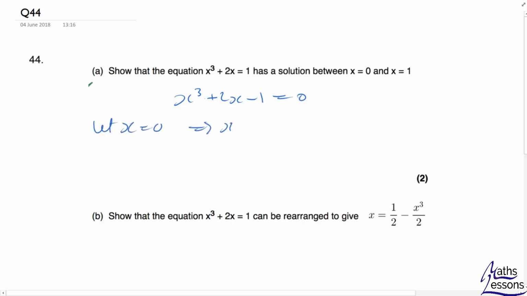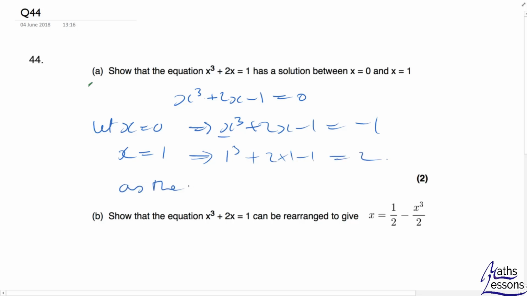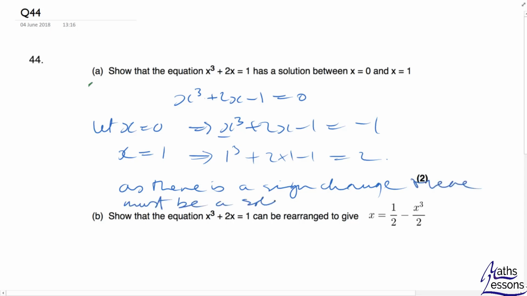and that implies that x cubed plus 2x minus 1 equals minus 1. 0 cubed is 0, 2 times 0 is 0, minus 1 gives us minus 1. And if we let x equal 1, then we're going to get 1 cubed plus 2 times 1 minus 1. So that's going to give me 3 minus 1, which is equal to 2. As there is a sign change, there must be a root, there must be a solution between them.